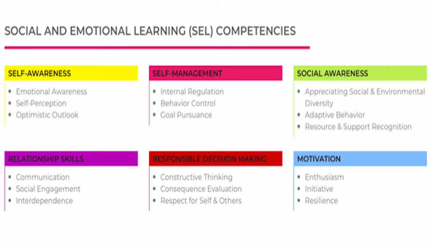You will also notice that some of the soft skills I mentioned earlier, leadership and empathy, for example, are not listed here. Why? Well, those are characteristics or skills that are a consequence of well-developed emotional intelligence. For example, if a person has well-developed adaptive behavior like communication, constructive thinking, resilience, she will most likely have well-developed leadership skills. If someone has well-developed respect for self and others, like interdependence, appreciation for social and environment diversity, etc., she will most likely have well-developed empathy.